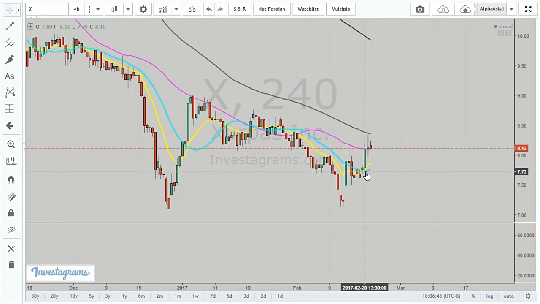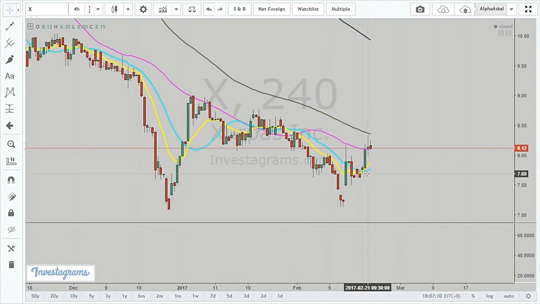I've entered 8.11, 8.1166. So I just rounded off to 8.12. Let's just round it off. So we've entered here just after, right about the crossover.